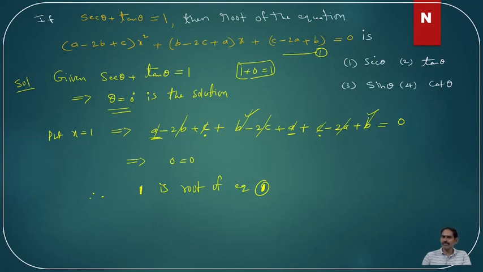So put theta equal to 0 in all options. Secant 0 is 1. Tan 0 is 0. Sin 0 is 0. Cot 0 is undefined. So here, for theta equal to 0, secant theta is 1. So actually 1 is the root, and we get 1 from option 1. That's why the first option will be the answer. That means secant theta is a root of the given equation.